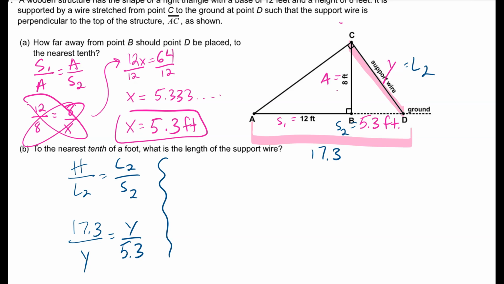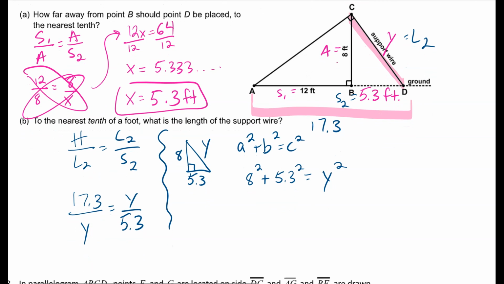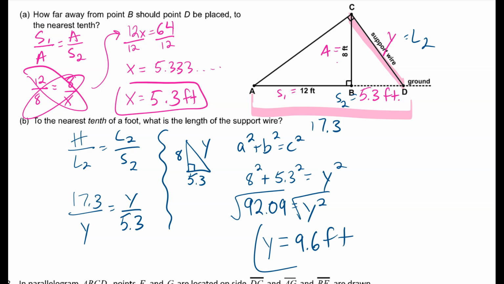I'm always a fan of using the Pythagorean theorem, though. Think about it. If I have a right triangle, I know one of the legs is 8. I know the other leg is 5.3, and I'm looking for the hypotenuse. I can just use a squared plus b squared equals c squared. To me, that's always going to be a little bit less work, and that formula is always easy to remember. So 8 squared plus 5.3 squared is equal to y squared. If I plug that left side into my calculator, I get 92.09 equals y squared. And remember, to undo a squared, I could just take a square root on both sides to find that y is equal to about 9.6 feet.